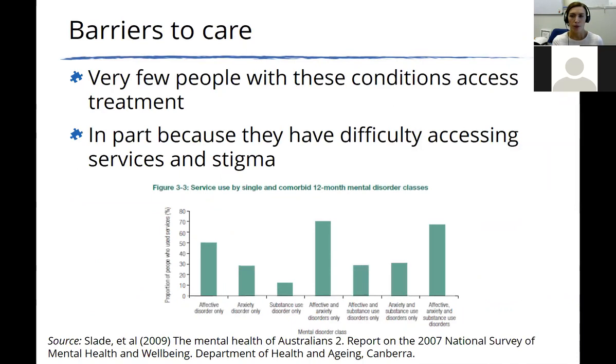In general, few people who experience these conditions access treatment, in part because they have difficulty accessing services, and in part because of the stigma that they're often faced with when they do. So an estimated 1 in 10 people with a substance use disorder alone seek treatment, but when you have substance use, mood, and anxiety disorders, this rate increases to around 70 to 80%, which indicates that mental health, or the complexities that accompany comorbidity, might be a driver into treatment.